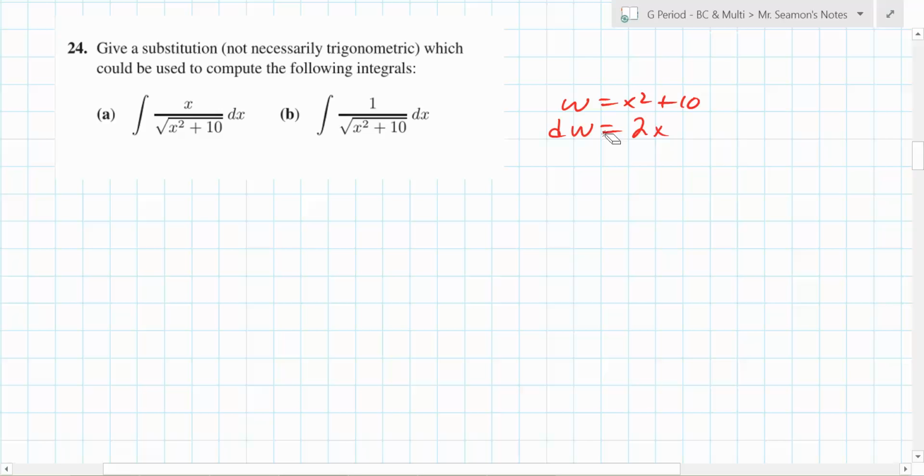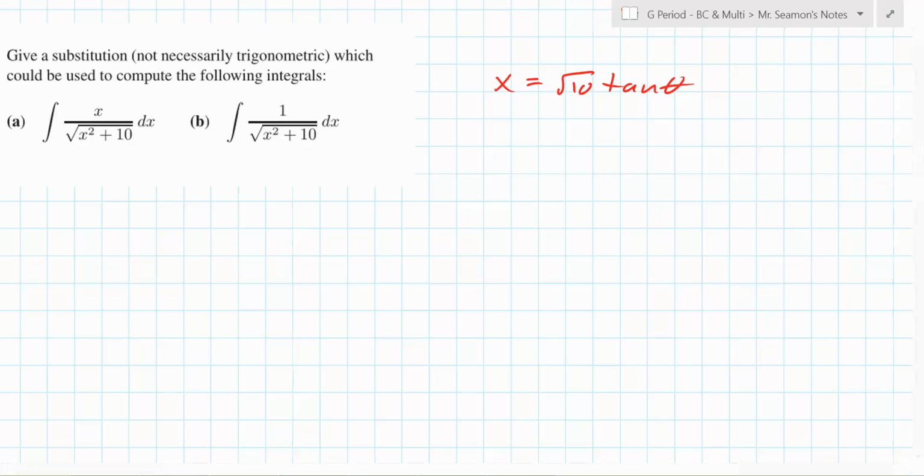Oh, that's a. I'm sorry. Thank you very much. Thank you. Oh, yeah, that would make a lot more sense. The square root of 10 tan theta. Oh, come on. You know this one. You can do it. You got it.